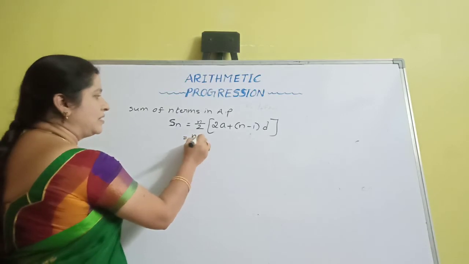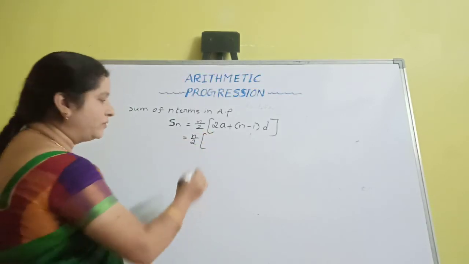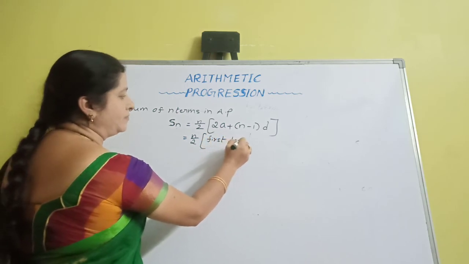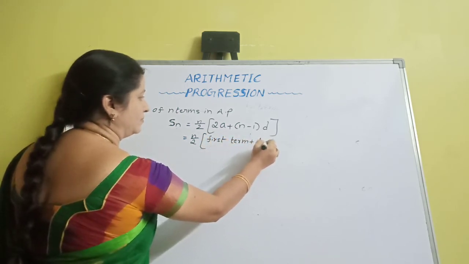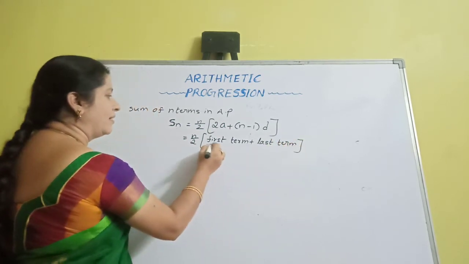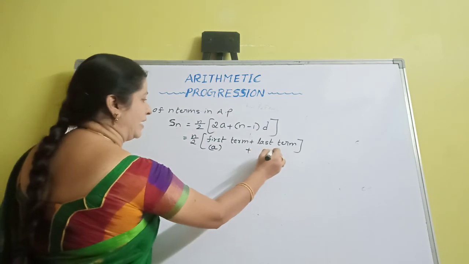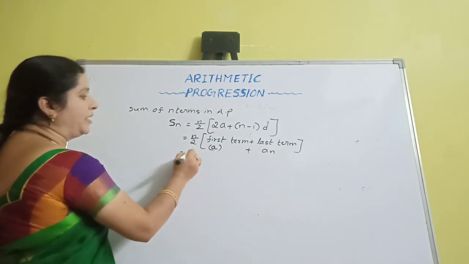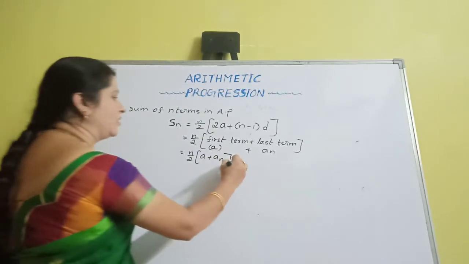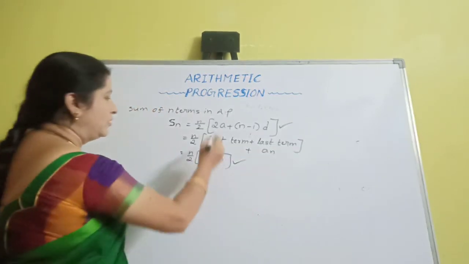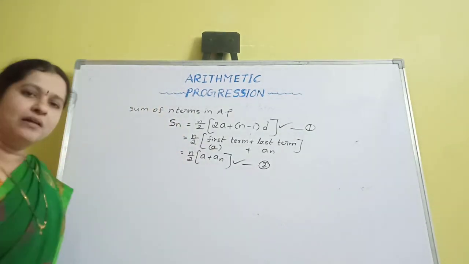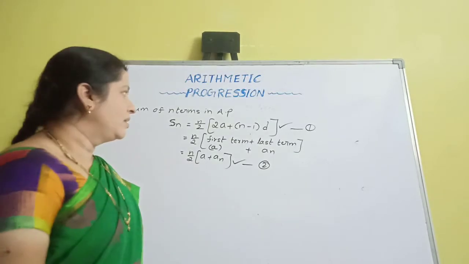It is also considered as another formula: n by 2 into first term plus last term. First term means always a, and last term means an. So n by 2 into a plus an is also another formula. Two formulas for this: first one, and second one. So what is the sum of n terms in AP?